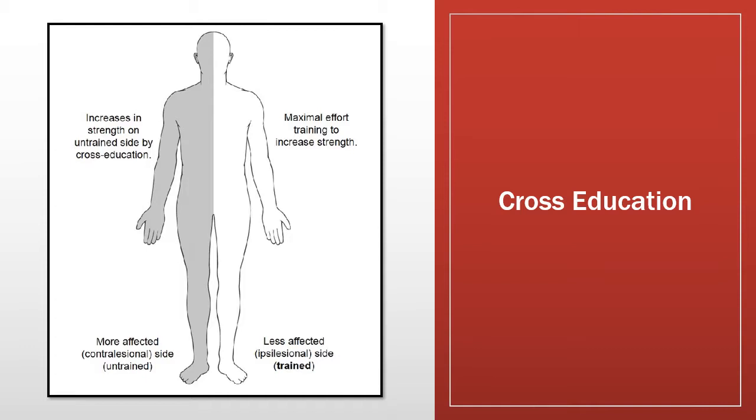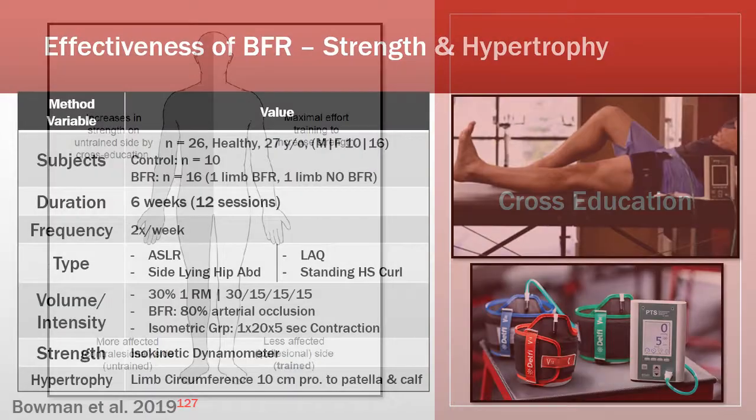Cross-education and the effects that blood flow restriction can have. Cross-education, for those who are not familiar, is essentially where you train one limb and you get adaptations in an untrained contralateral limb. In this case, there have been some studies that have looked at training of the lower extremities and the effects that BFR has on the upper extremities. And this is demonstrated in that diagram there.